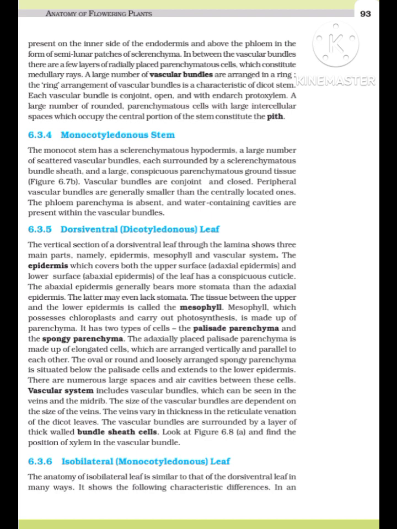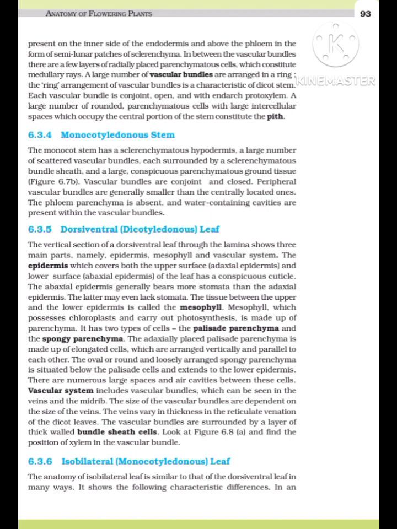The tissue between the upper and the lower epidermis is called the mesophyll. Mesophyll, which possesses chloroplasts and carries out photosynthesis, is made up of parenchyma. It has two types of cells, the palisade parenchyma and the spongy parenchyma. The adaxially placed palisade parenchyma is made up of elongated cells, which are arranged vertically and parallel to each other. The oval or round and loosely arranged spongy parenchyma is situated below the palisade cells and extends to the lower epidermis.